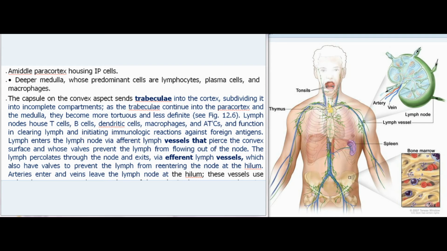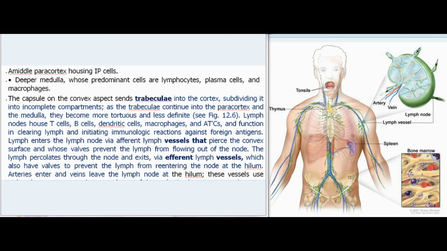The capsule on the convex aspect sends trabeculae into the cortex, subdividing it into incomplete compartments. As the trabeculae continue into the paracortex and the medulla, they become more tortuous and less definite, see Fig 12.6. Lymph nodes house T cells, B cells, dendritic cells, macrophages, and APCs, and function in clearing lymph and initiating immunologic reactions against foreign antigens. Lymph enters the lymph node via afferent lymph vessels that pierce the convex surface and whose valves prevent the lymph from flowing out of the node.